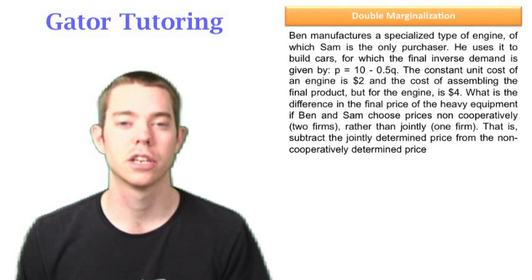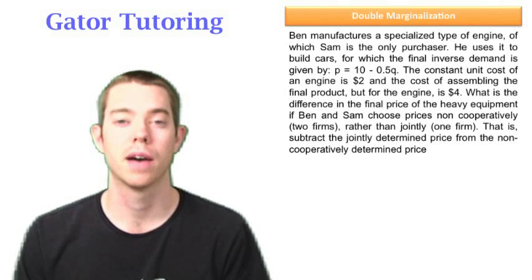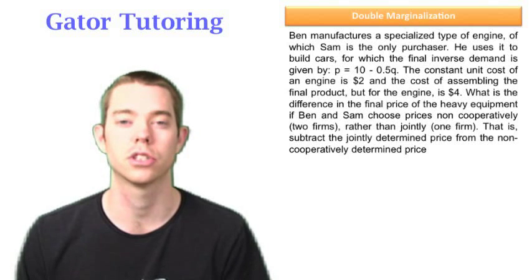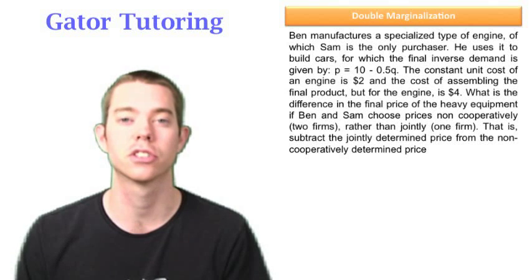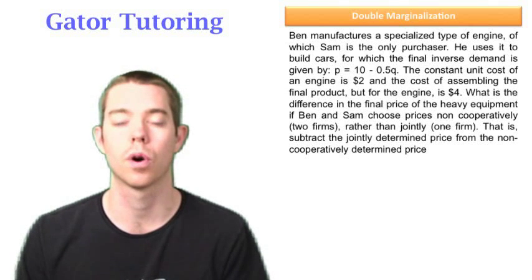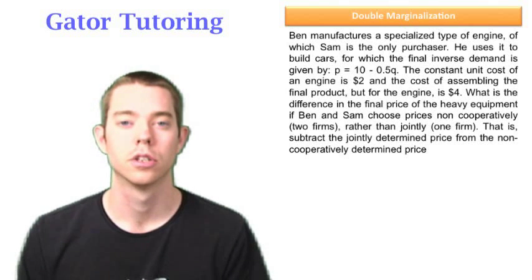Well, double marginalization, first of all, marginalization, that is profit margins. So when we have a double profit margin, the scenario is there's two firms in the supply chain. The upstream firm makes a profit, the downstream firm then makes a profit, and this hurts everybody. It's bad for total industry profit, we have a lower quantity sold, and customers pay a higher price for the car. So we see this in real life.